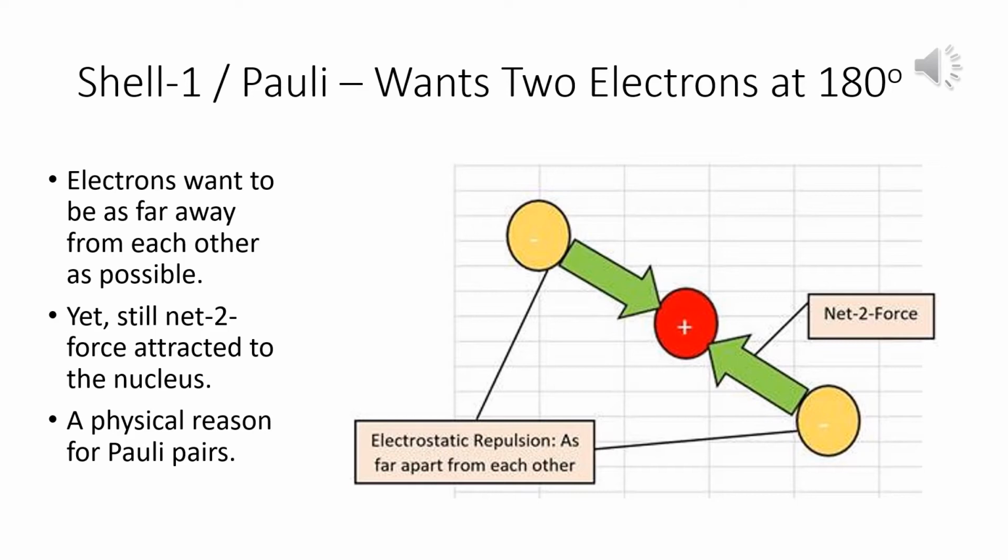Now, let's look at the graphic. 2 electrons want to be as far away from each other as possible. Yet, those 2 electrons are still net 2 force attracted to the nucleus up to the Bohr radius. Every time there are 2 electrons they want to take these 180-degree positions. That math is basic 3D engineering. So, that is the physical reason for Pauli pairs. It is not abstract, but the mechanics of free particles, forces and magnets.